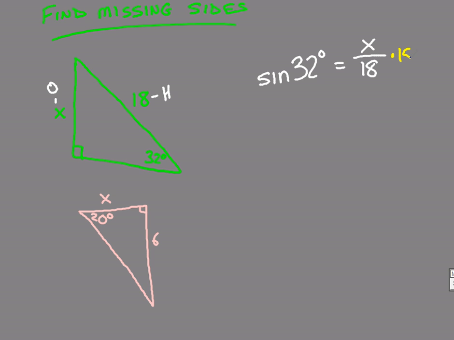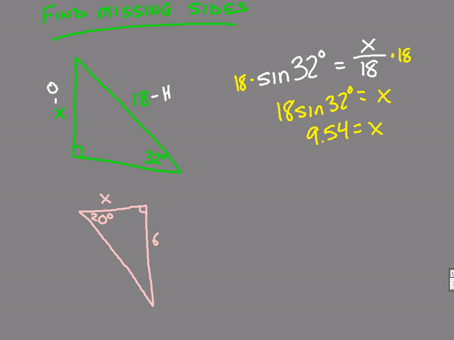Well, to do that, I just multiply both sides by the bottom here, 18. So that means 18 times sine of 32 degrees is equal to x. Do I know what sine of 32 degrees is? No, but I can plug it into a calculator, multiply it by 18, and I will get a side length. 9.54 is my side length.